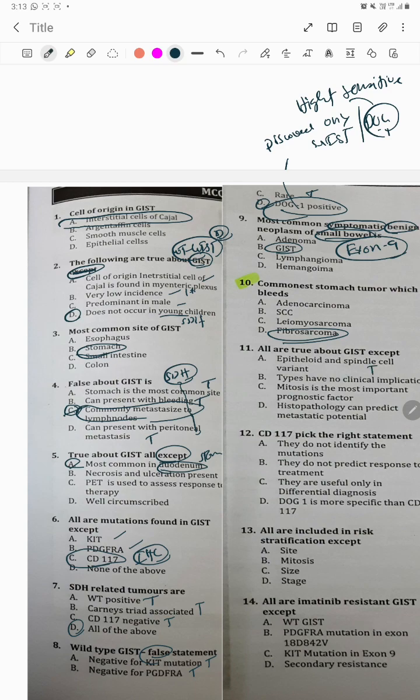Types have new clinical implication. Yes, again that is not going to change your mode of treatment. Mitosis is the most important prognostic factor. Exactly, if it is more than 10, again this plays an important role in the malignancy. Histopathology can predict metastatic potential.